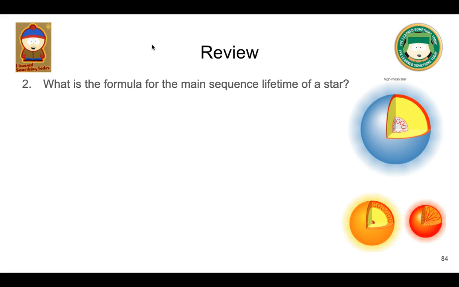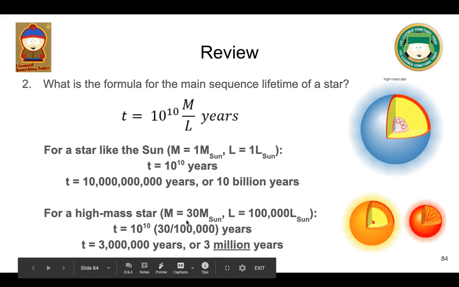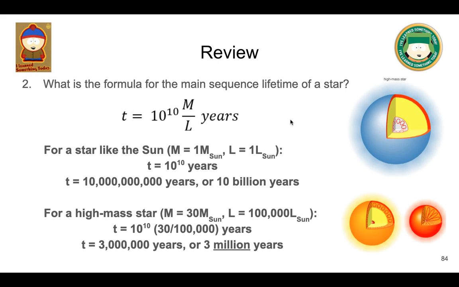So what is the formula for the main sequence lifetime of a star? That formula is T equals 10^10 times the mass of the star divided by the luminosity of the star, where mass and luminosity are in solar units. And that's how long the star will live in years. So again, the calculation for the sun tells you the sun will live about 10 billion years. If you had a high mass star that was both more massive and much more luminous, you plug it in, and that really high mass star is only going to live for about 3 million years. So not a perfect rule, but a good rule of thumb, just like the mass-luminosity relationship is not perfect, but it points you in the right direction.